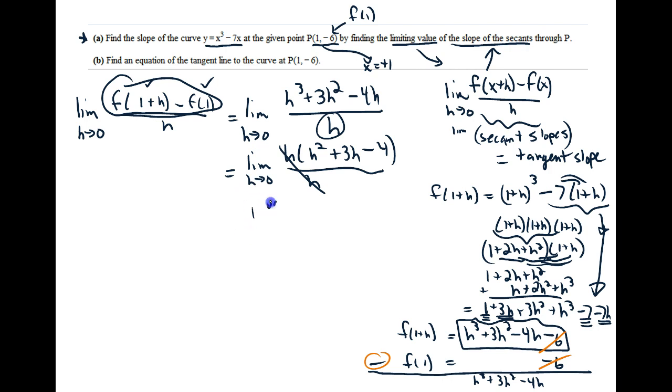We can plug in. No longer do we have to worry about the limit being division by 0. We can go ahead and plug in now h equals 0. And what we get out is a negative 4. What that represents is the slope of the tangent.